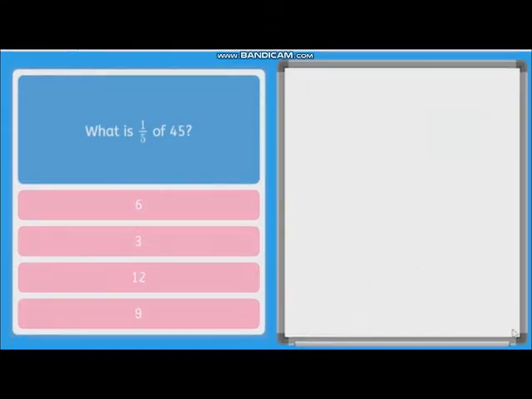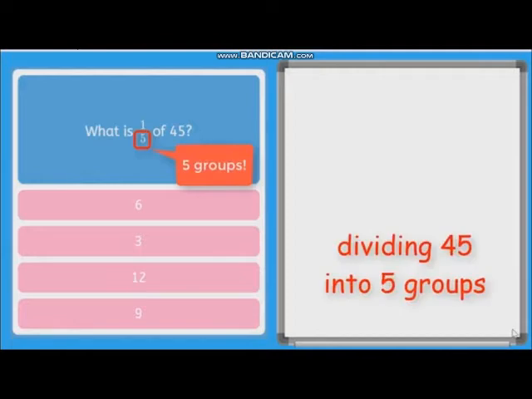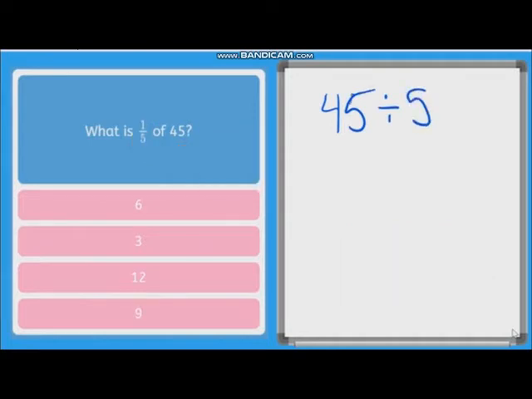Let's take one more example. What is 1/5 of 45? So हमें यहाँ 45 को 1/5 यानी 5 groups में इस 45 को हमें divide करना है. What we will do? So we are dividing 45 into 5 groups over here. What we have to do? We have to divide 45 by 5.